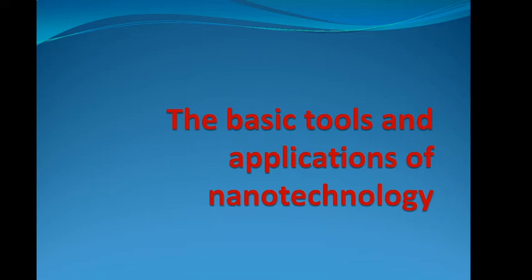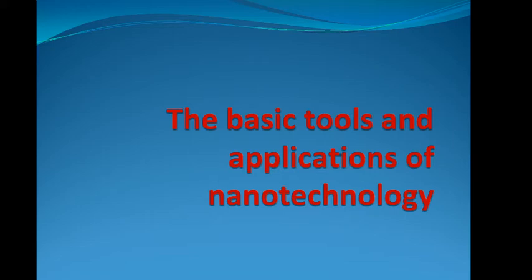A nanoparticle, as we know, is any material having at least one of its dimensions in the range of 1 to 100 nanometers. The word nano is derived from the Greek word nanos, which means very small. Hence, a nanometer is 1 billionth of a meter, 10 to the power minus 9 meter. Therefore, nanometer objects are too small to be seen with our eyes.